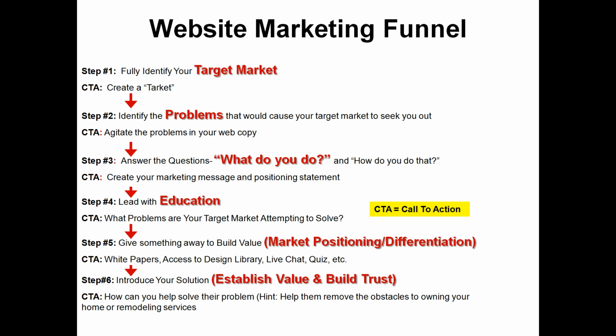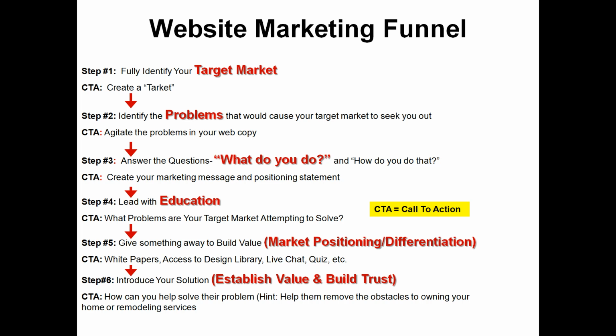But look at the analogy of a chiropractor. If a chiropractor advertises for chiropractic services versus "I help you fix your back pain" or "help back pain go away," what do you think is more effective? So in other words, we have to identify the problems that are going to cause our target market to seek us out. And there's typically three main ones. We agitate those problems in your copy, meaning what's wrong with their current home, their current neighborhood, what does not work. Those are why they're there.